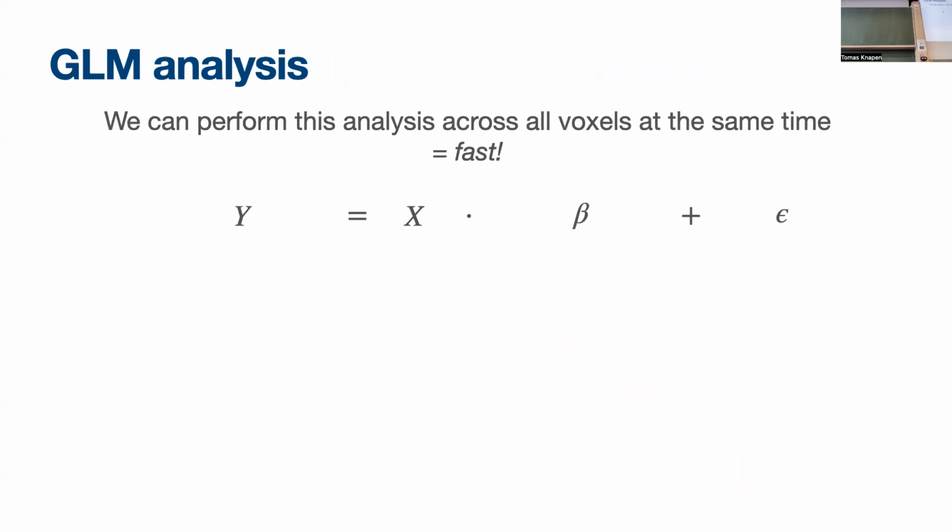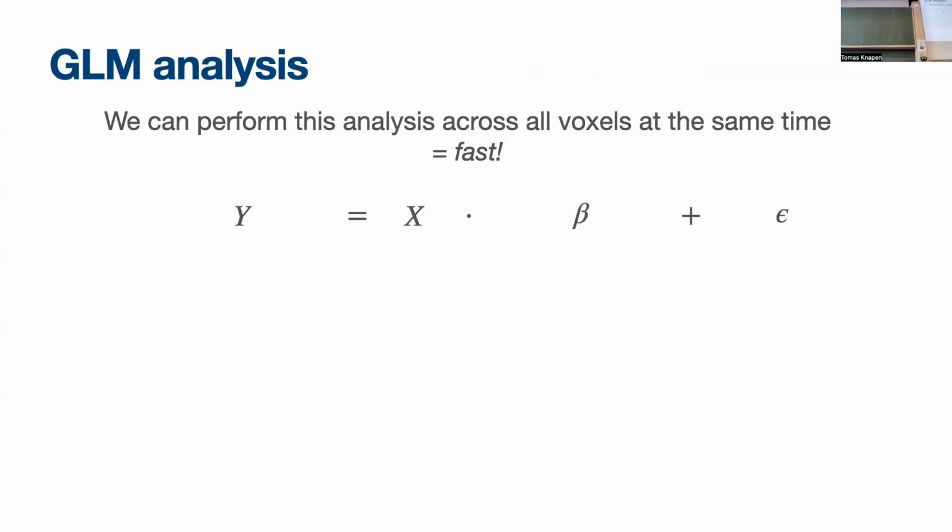Computer processors and GPUs and all these types of things are made to perform similar or identical calculations on oodles of data very, very fast. This means that performing an analysis on a single voxel isn't even that much slower than performing it on thousands of voxels. So we're in luck.